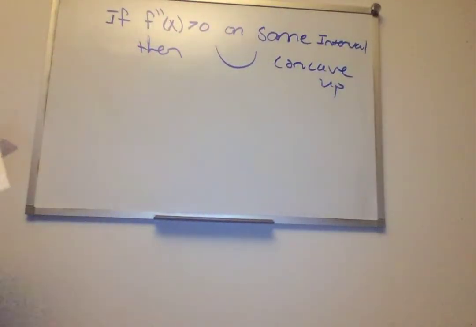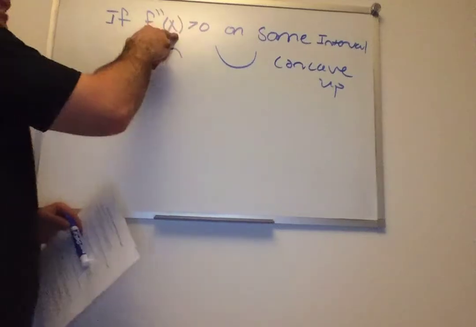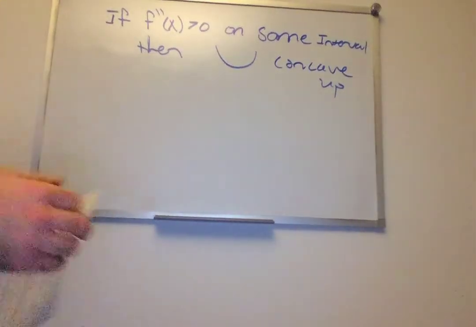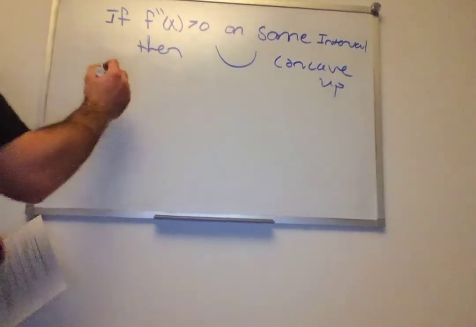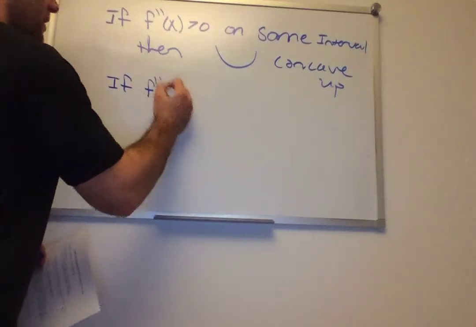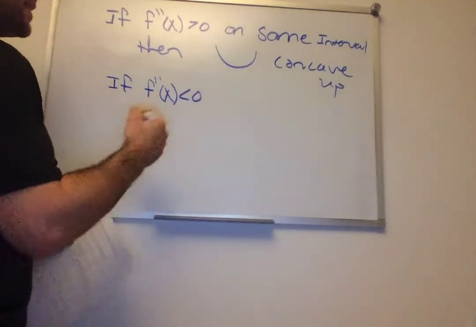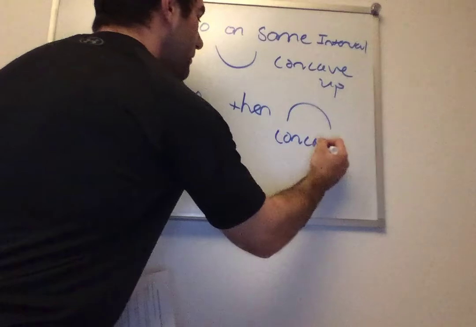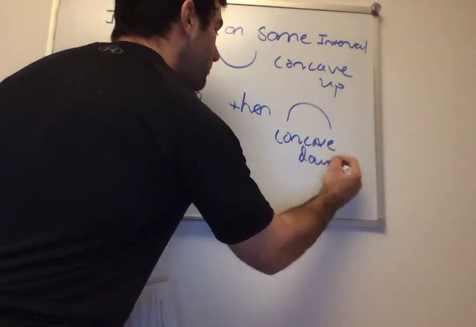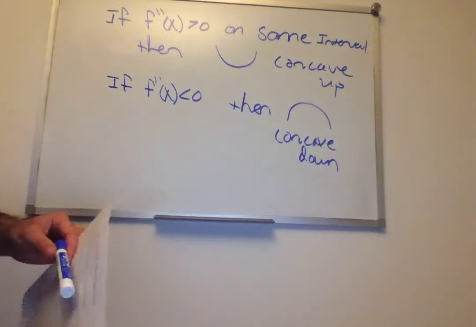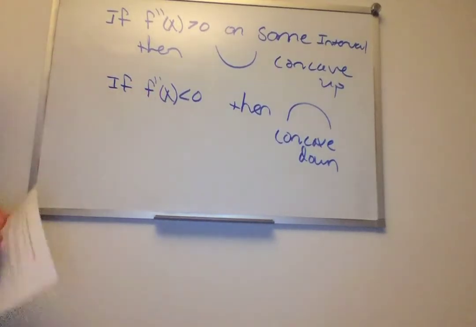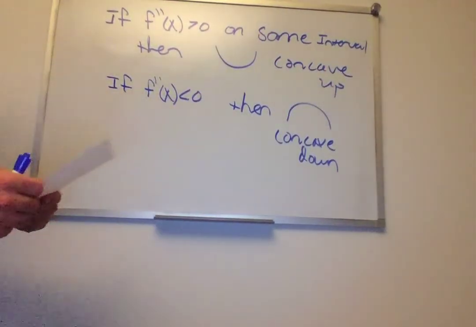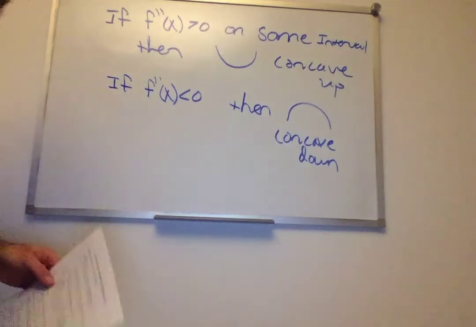A way I remember it, when it's greater than 0, that means it's positive. Concave up, you're opening up in the positive y direction. That's how I remember it, because the other way is if f double prime is less than 0 on some interval, then it looks like that, concave down. So again, how I remember this, if the second derivative is less than 0, it's negative, concave down, it's opening downwards. Okay?